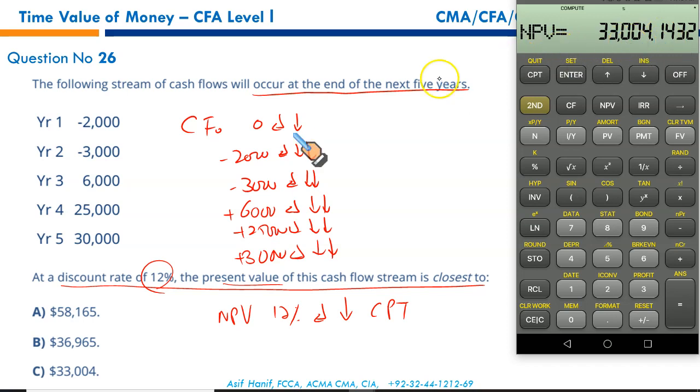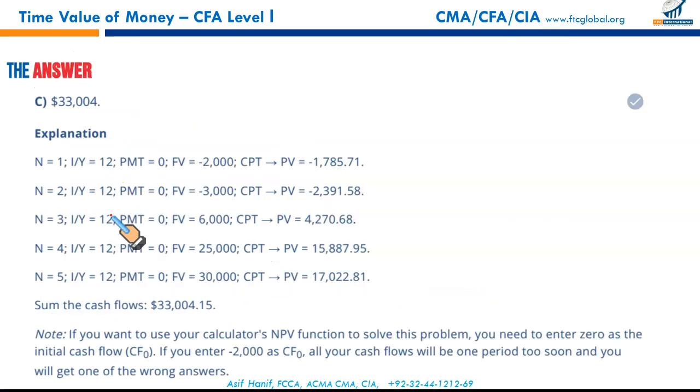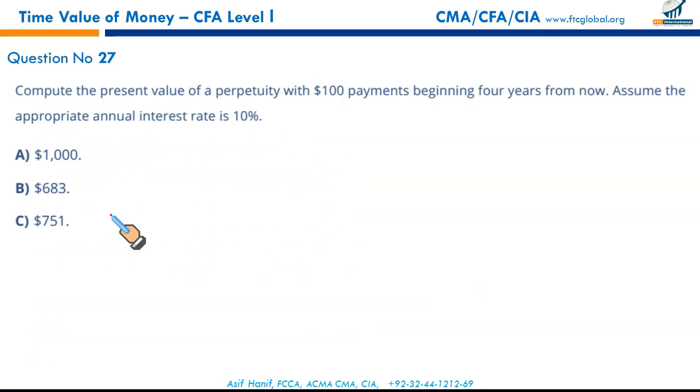3304.14, that is the present value of these future cash flows, because your NPV table was not cleared, so yet we got the right answer. It's 33,004. This is the present value of these uneven cash flows, and that makes C the correct option.